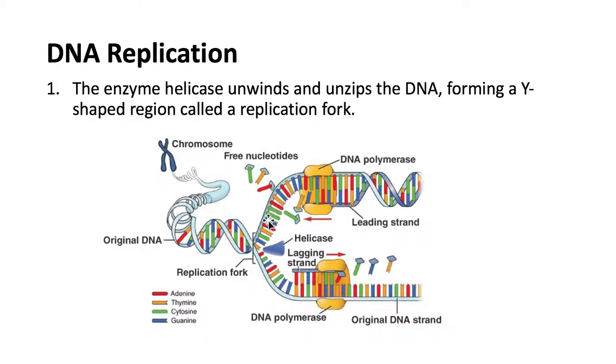Where the 2 DNA strands are separated, the area looks like a Y-shaped structure. So if you can see that here, it looks like a Y. And that part is called the replication fork.